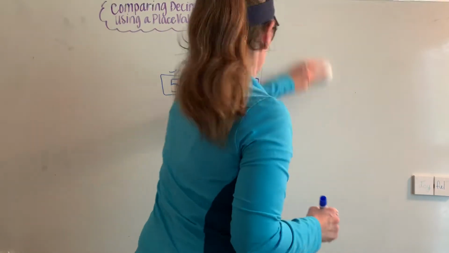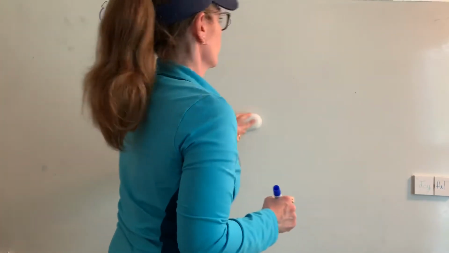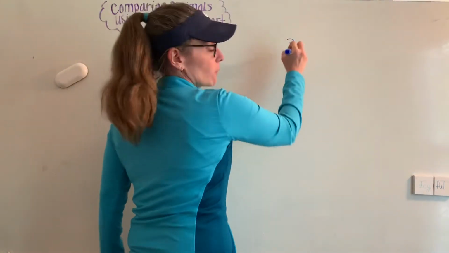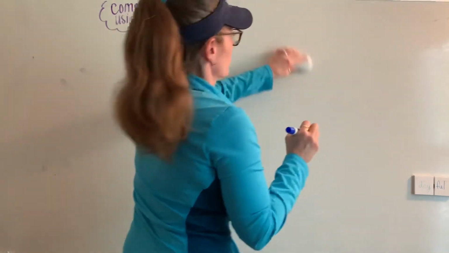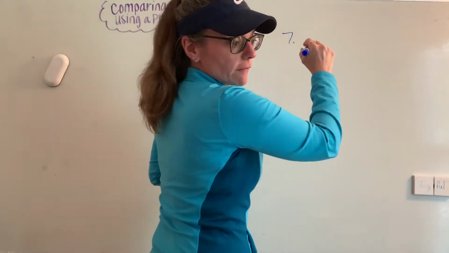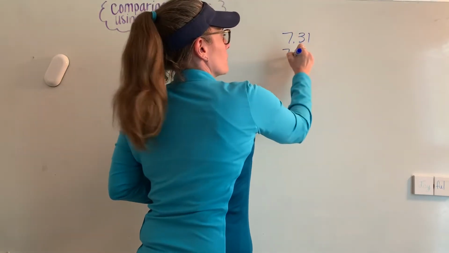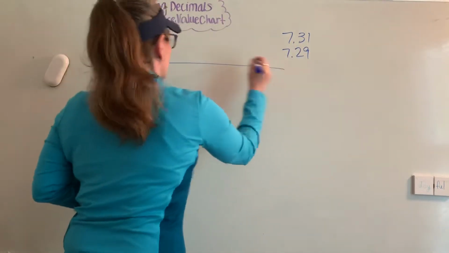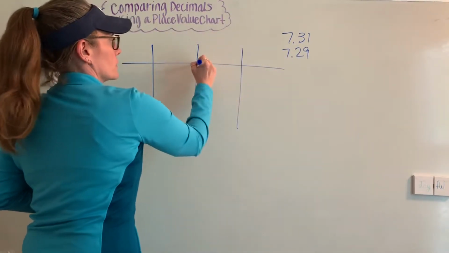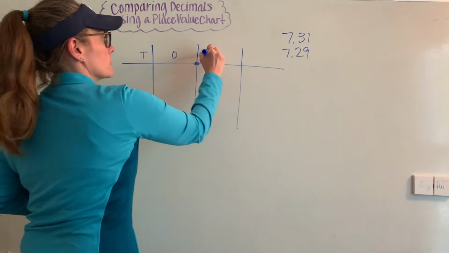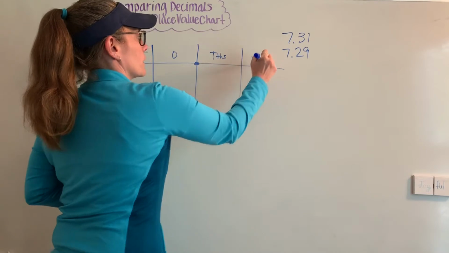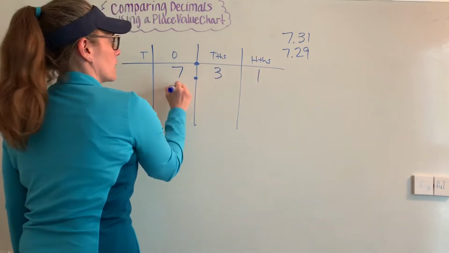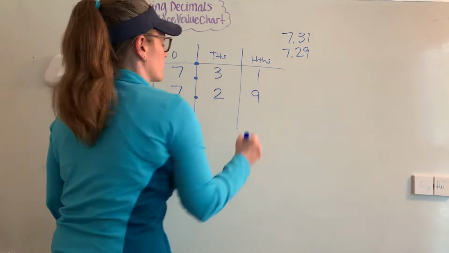All right. Now let's say I'm comparing the weight of watermelons, okay? So let's say I have a watermelon that weighs 7.31 pounds and another that weighs 7.29 pounds. And I'm going to draw my quick place value chart. I'm going to make sure that I have my decimal point, my ones, my tens, my tenths, and my hundredths. And then I'm going to place those numbers on the place value chart. So I have 7 and 31 hundredths, and I have 7 and 29 hundredths.